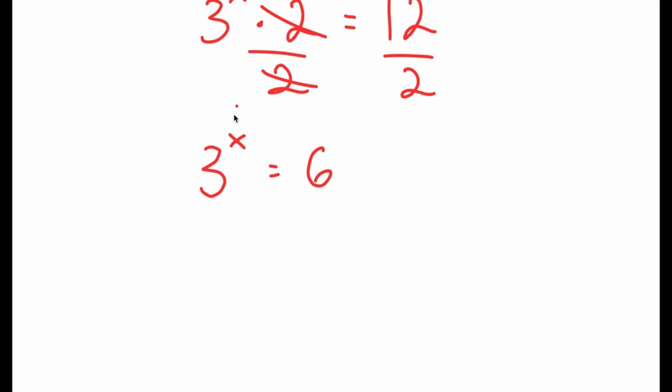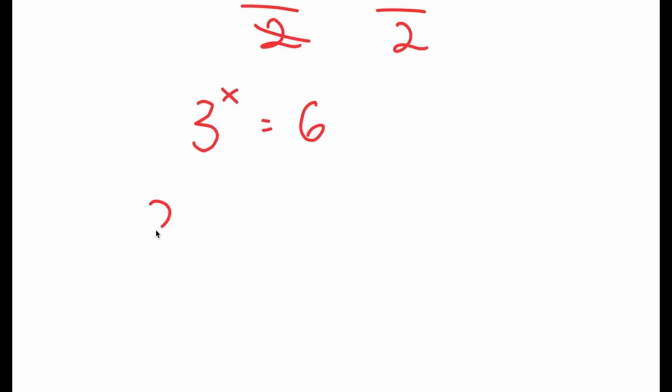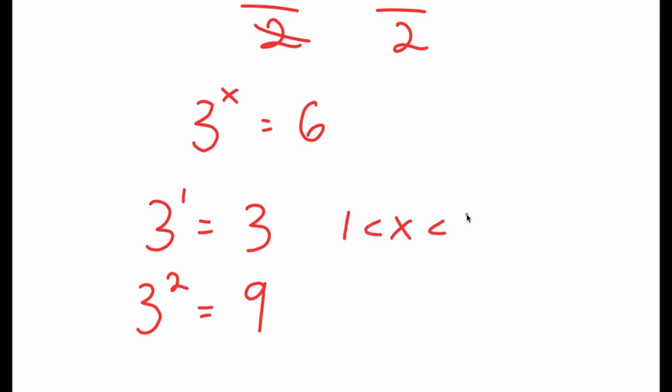To solve this, we know that x is going to be a decimal because 3 to the power of 1 is 3 and 3 to the power of 2 is 9. So x is going to be somewhere in between 1 and 2. So we want to find the exact value of x. So how are we going to do that?